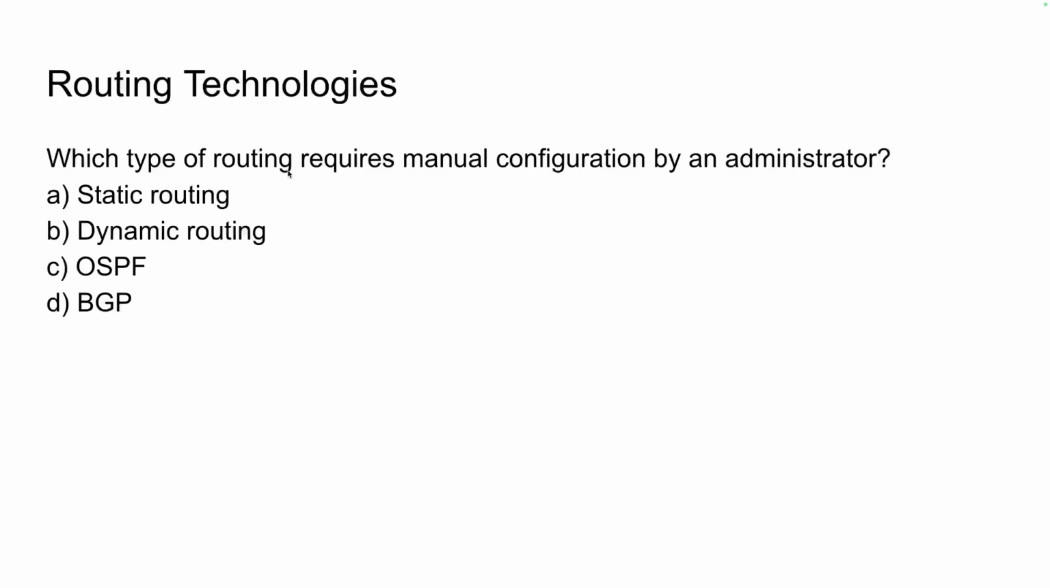So, which type of routing requires manual configuration by an administrator? Is it static, dynamic, OSPF, or BGP? Now, OSPF and BGP are both parts of dynamic routing protocols. And so what requires manual configuration by an admin would be static routing.